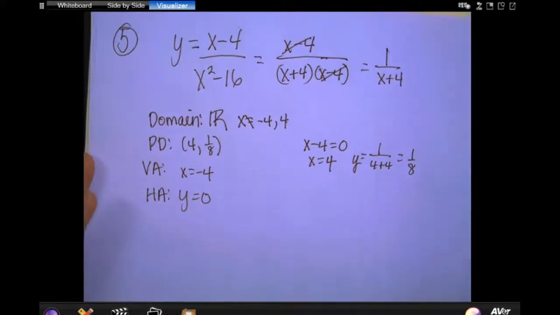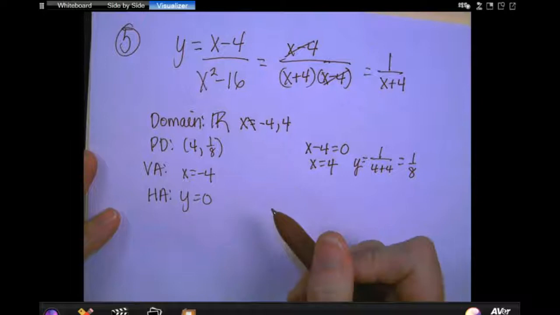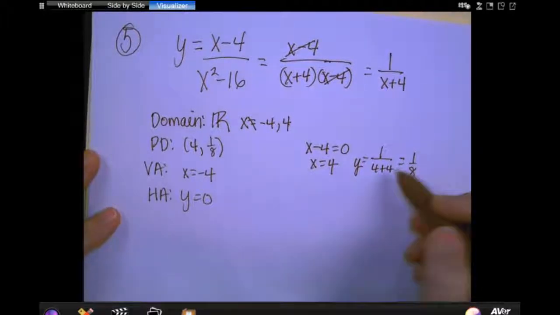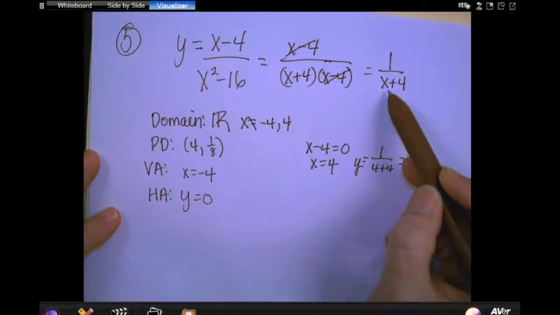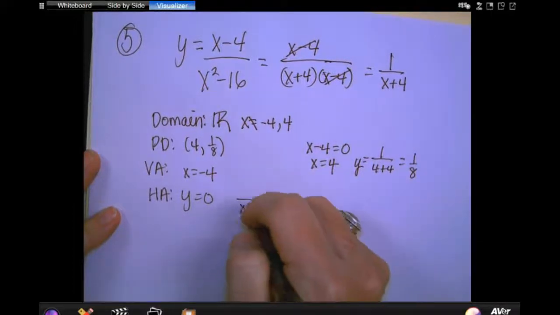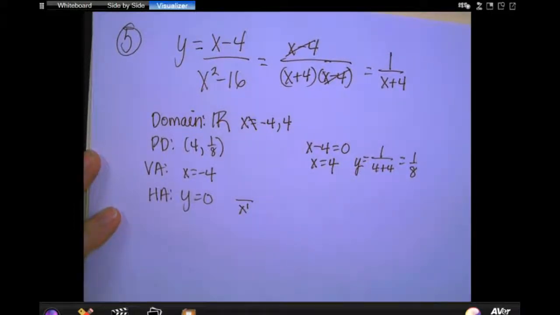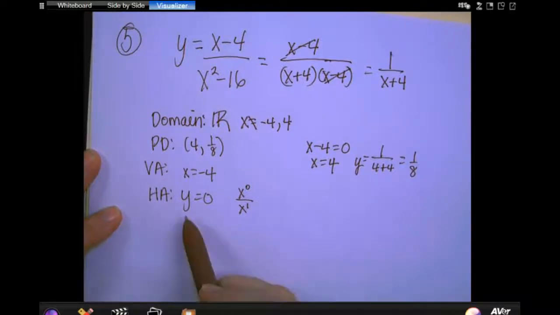Okay, so I did have in my last class some people asking. On the bottom, I have x to the first power, right? And they wanted to know why it's bottom heavy. Is there an x on top? So that's like x to the 0 power, which makes it bottom heavy. Does that make sense? Okay, so bottom heavy gets y equals 0.